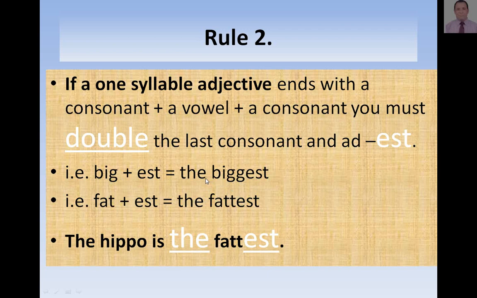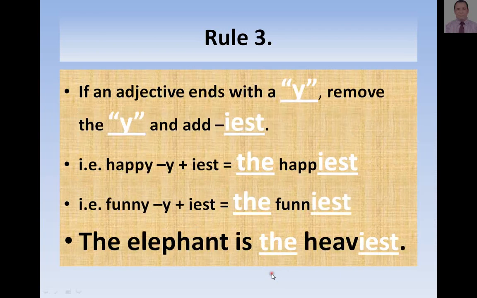But we should precede it by the: the biggest, the fattest, okay, the fattest, like this. Double t here, we have double g because we have three sounds and the middle one is a vowel. Example, the hippo is the fattest. This is the and the fat plus est, but we double t. Let's go to the rule number 3.